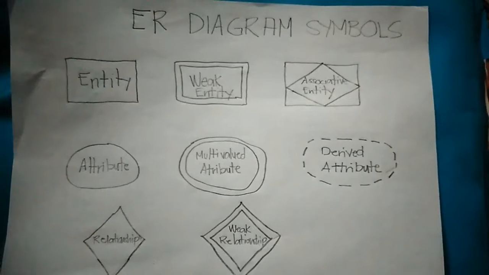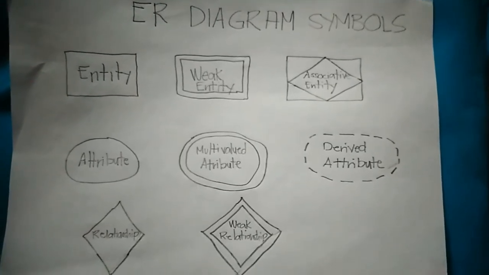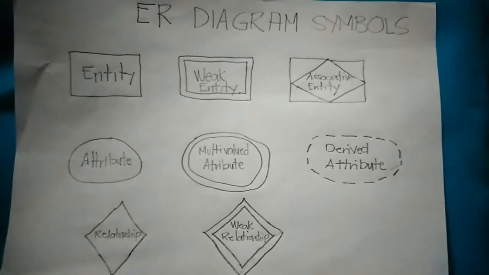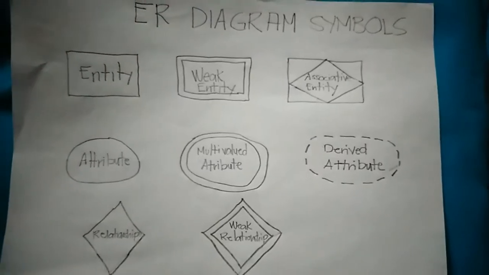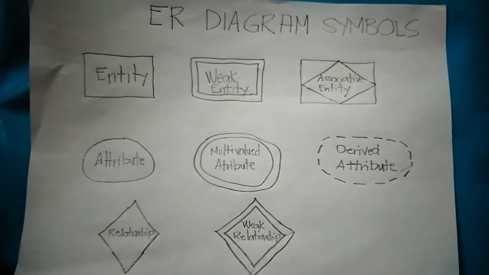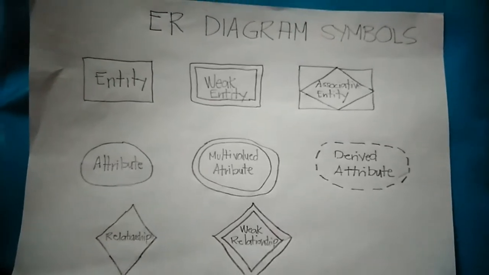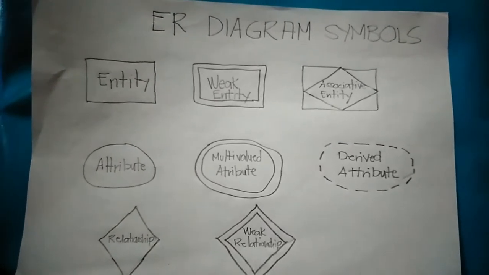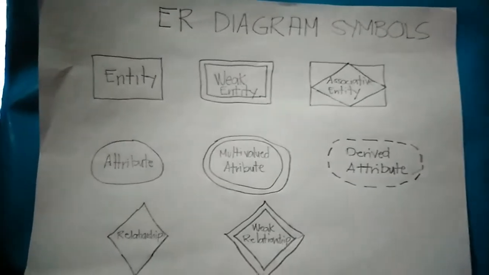The first figure of ER diagram symbols is the entity. An entity can be a person, place, event, or object that is relevant to a given system. Entities are represented in ER diagrams by a rectangle and named using singular nouns.